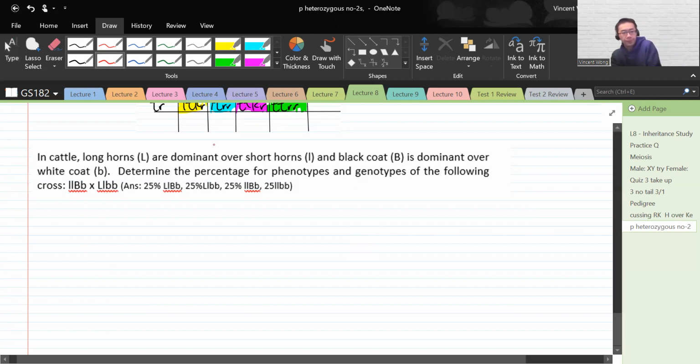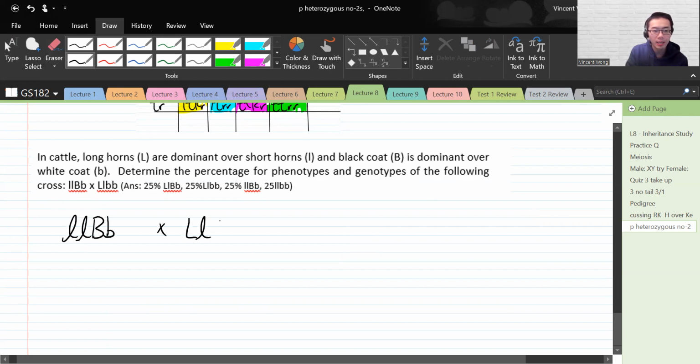In cattle, long horns are dominant over short horns. It's always good that they already give you the letters, so you don't have to make up your own. Black coat is dominant over white coat. Determine the percentage of phenotype and genotype for the following cross. So we have a LLBB and a big L, small l, small b, small b. So please tell me what does this cow look like?